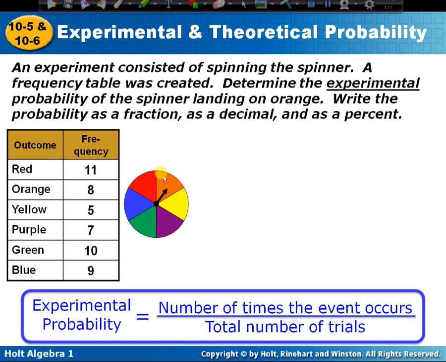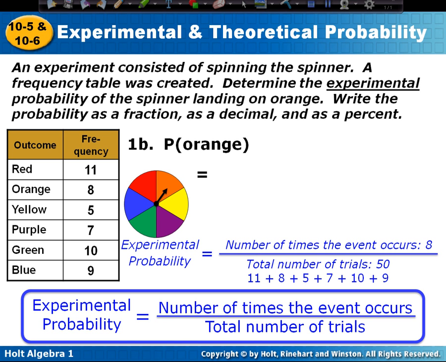So this experiment has been conducted, and we have to determine the experimental probability of the spinner landing on orange. So we're going to write the probability again as a fraction, a decimal, and as a percent. So we're going to look at the percentage of times it's landed on orange. It has landed on orange with a frequency of 8. So 8 times out of the times it's been spun, it has landed on orange. How many times has it been spun? We have to add up the frequency for every different color. So you have here 11, 8, 5, 7, 10, and 9.